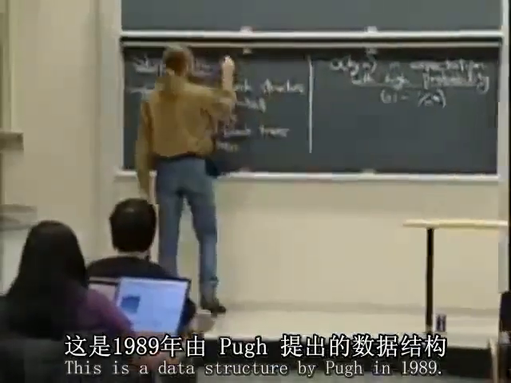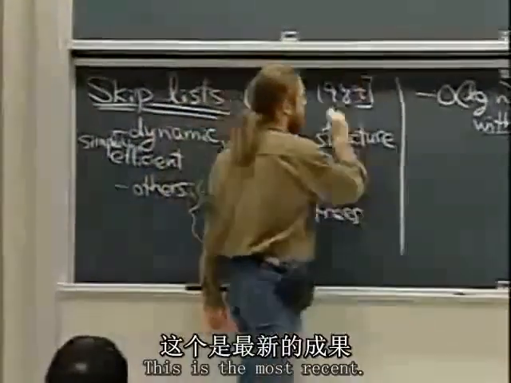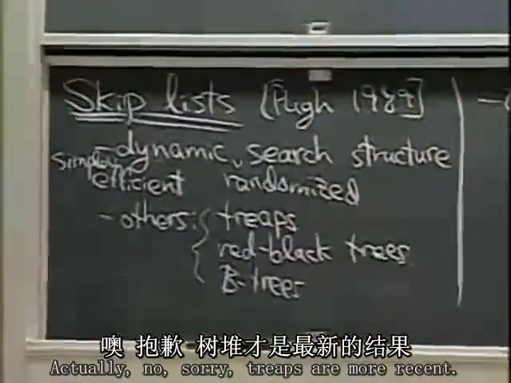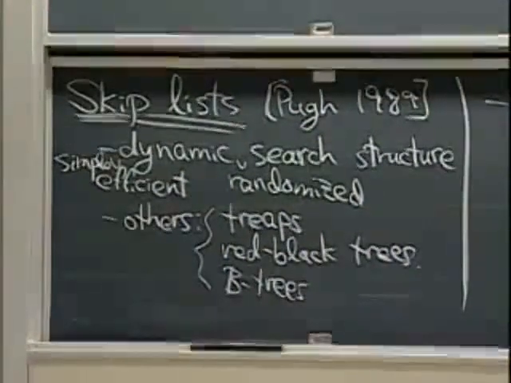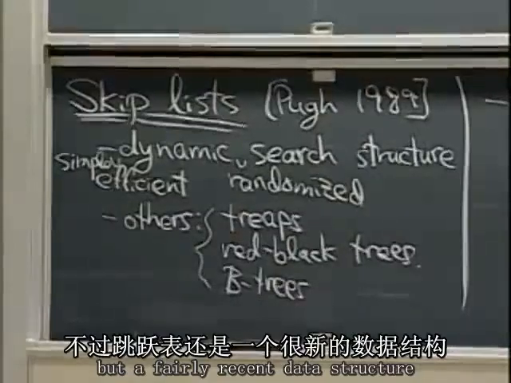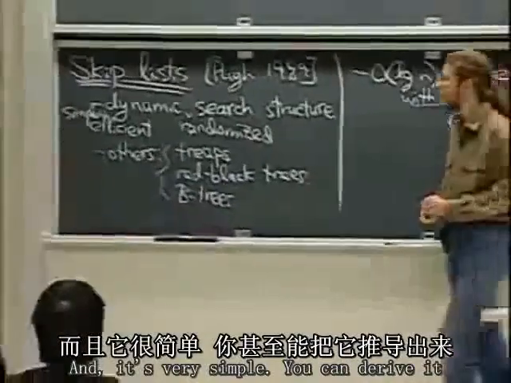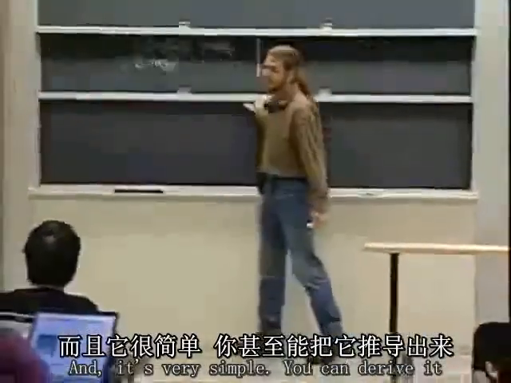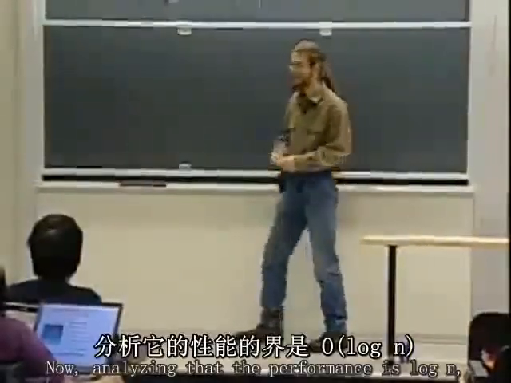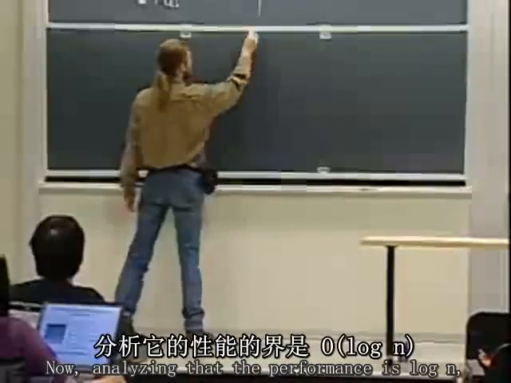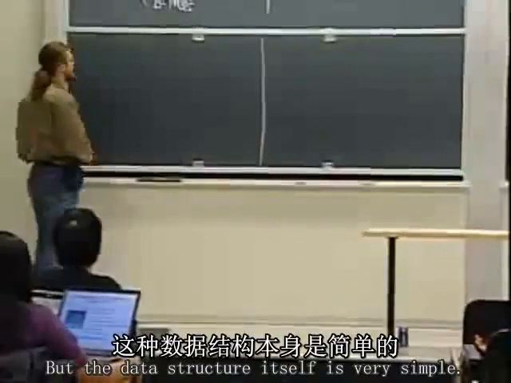This is a data structure by Pugh in 1989. So this is the most recent. Actually, no, sorry. Treaps are more recent. They were like 93 or so. But a fairly recent data structure for just insert, delete, search. And it's very simple. You can derive it if you don't know anything about data structures. Well, almost nothing. Now, analyzing that the performance is log n, that, of course, takes sophistication. But the data structure itself is very simple.